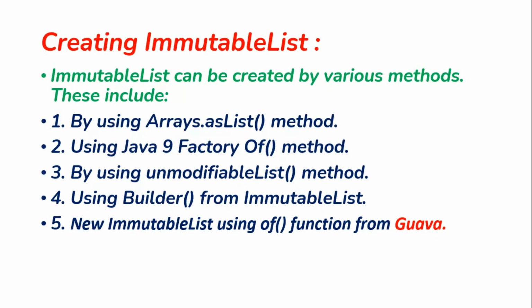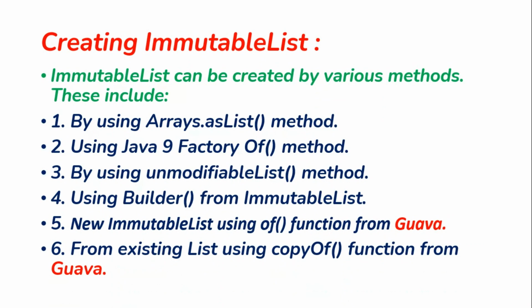So Guava is a library. We need to include this library in our project to access this facility. Another one is from an existing list using the copyOf function. So using the copyOf function also we can create an immutable list. These two, the of method and the copyOf function, come from the Guava library. So we need to add the Guava library to our application.